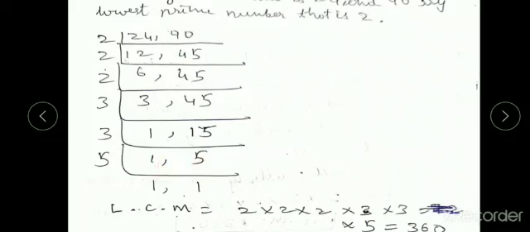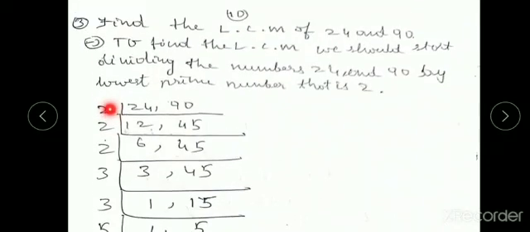So I will move to the next lowest prime number. Which is the next lowest prime number after 3? That is 5. 5 ones are 5 and 1 cannot be divided by 5, that's why I will write 1 as it is. Now since I have got 1 at the last, I will multiply all these factors.